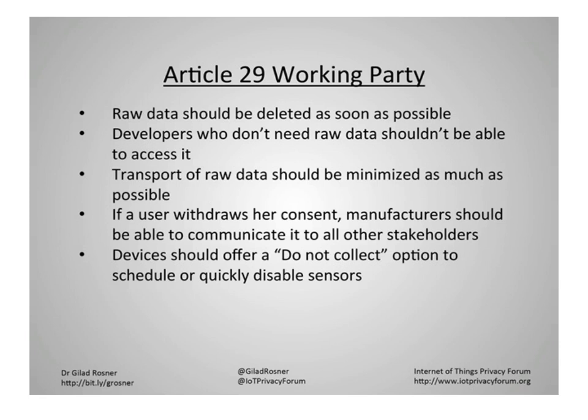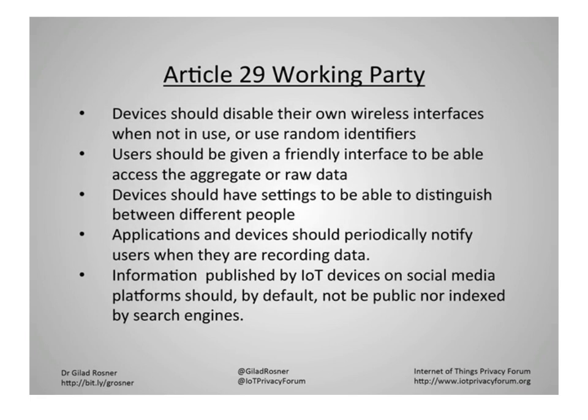Devices should be able to disable their own wireless interfaces when not in use, or use random identifiers to prevent location tracking via persistent IDs. Users should be given a friendly interface to be able to access the aggregate or raw data a device or service stores. Devices should have settings to be able to distinguish between different people using it so that one user cannot learn about another's activities. Applications and devices should periodically notify users when they're recording data, and information published to social media platforms should, by default, not be public nor indexed by social media or search engines.